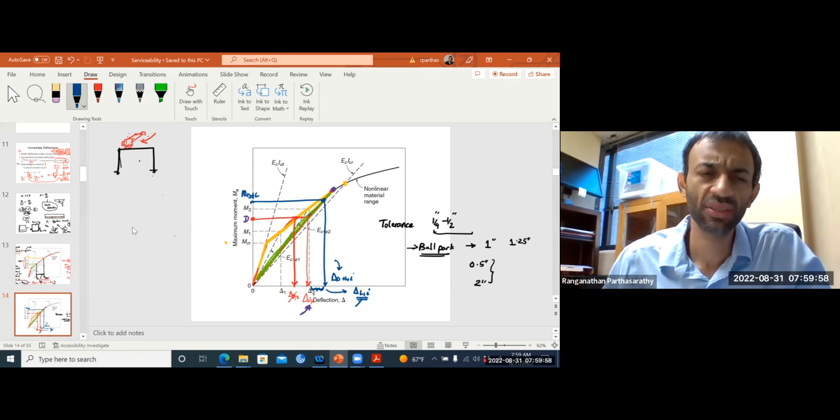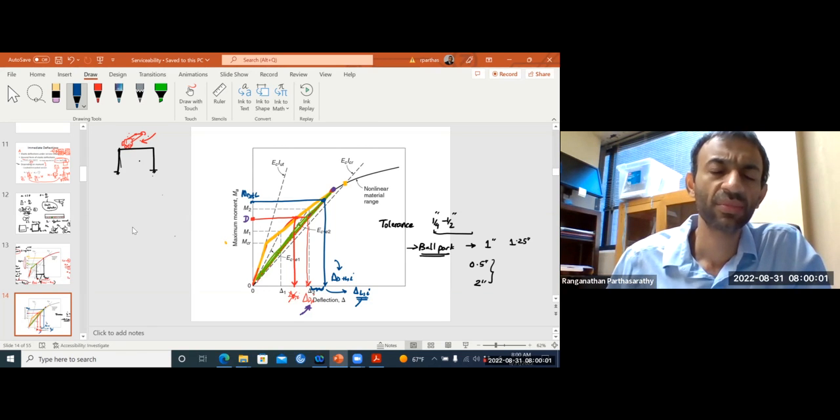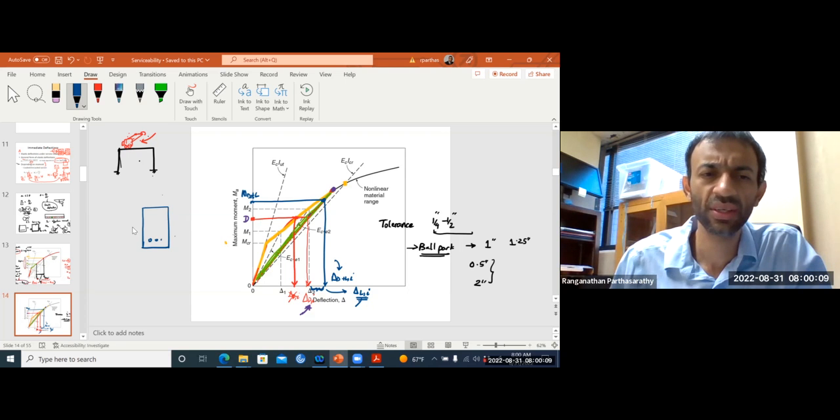Maybe I didn't mention this during the review on Sunday. So very briefly, here is your typical beam section. There is your tension steel. Now what's going to happen? Your strain distribution will be, as usual, plane sections remain plane and so on. Let's say your neutral axis is here.